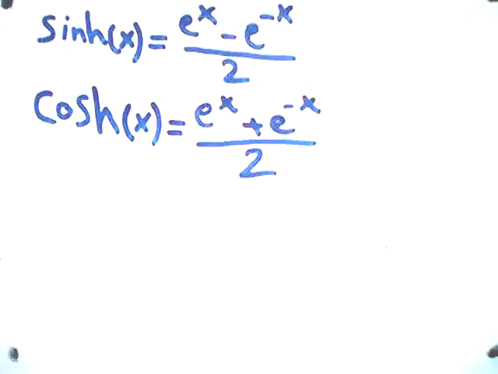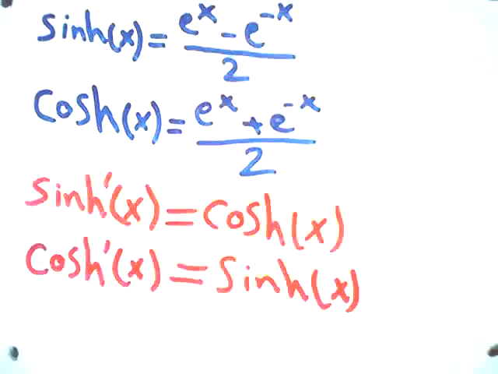Okay, we define the sine and cosine hyperbolic as these, and here e is the Neper number, and e to the x is a special function. You know that because its derivative equals itself, and its integral also equals itself.